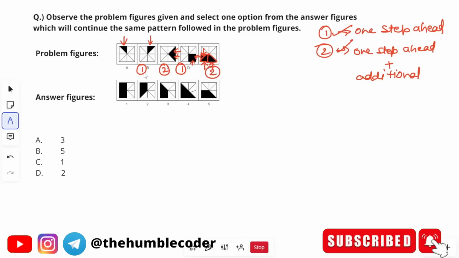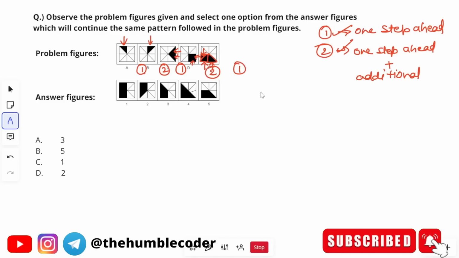So if you have noticed the pattern, it is 1 2 1 2, means initially just moving forward, second is moving forward along with one increment also, again in the third one just moving forward, and again in the fourth one moving forward with one increment. So what should be the next one? Next one should be the first one, which will be just move one step ahead.